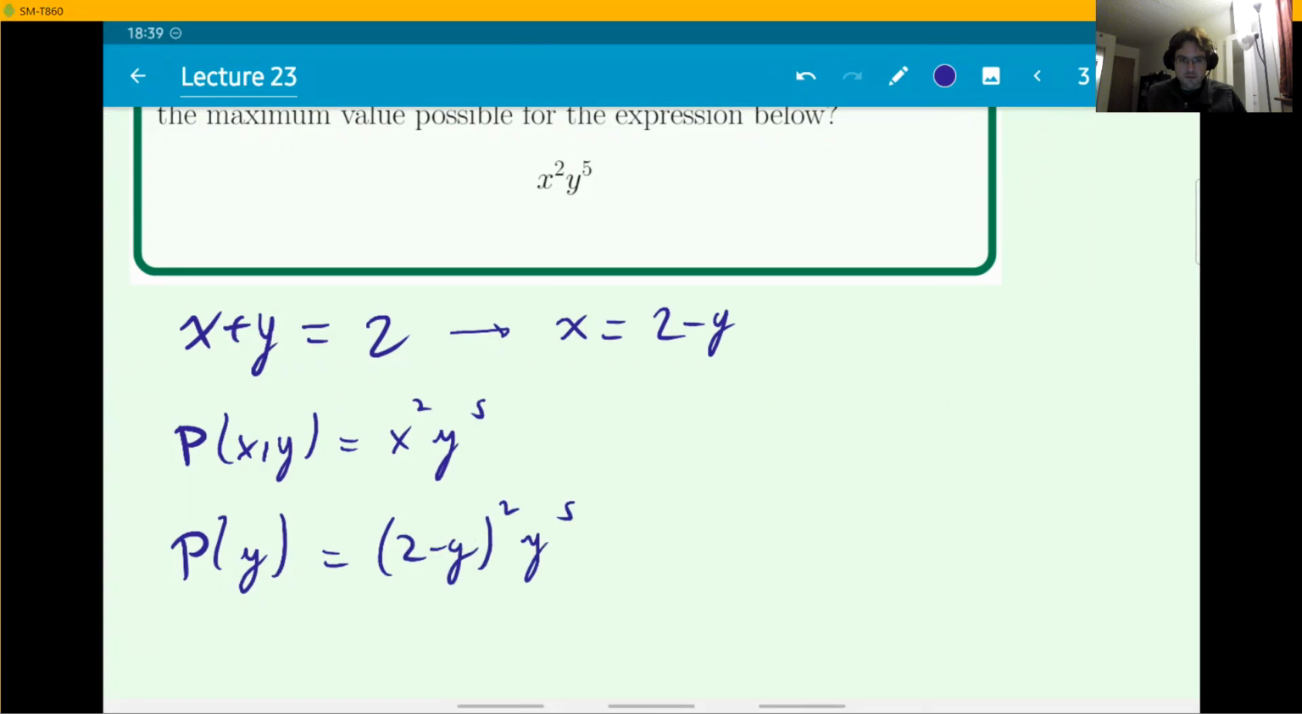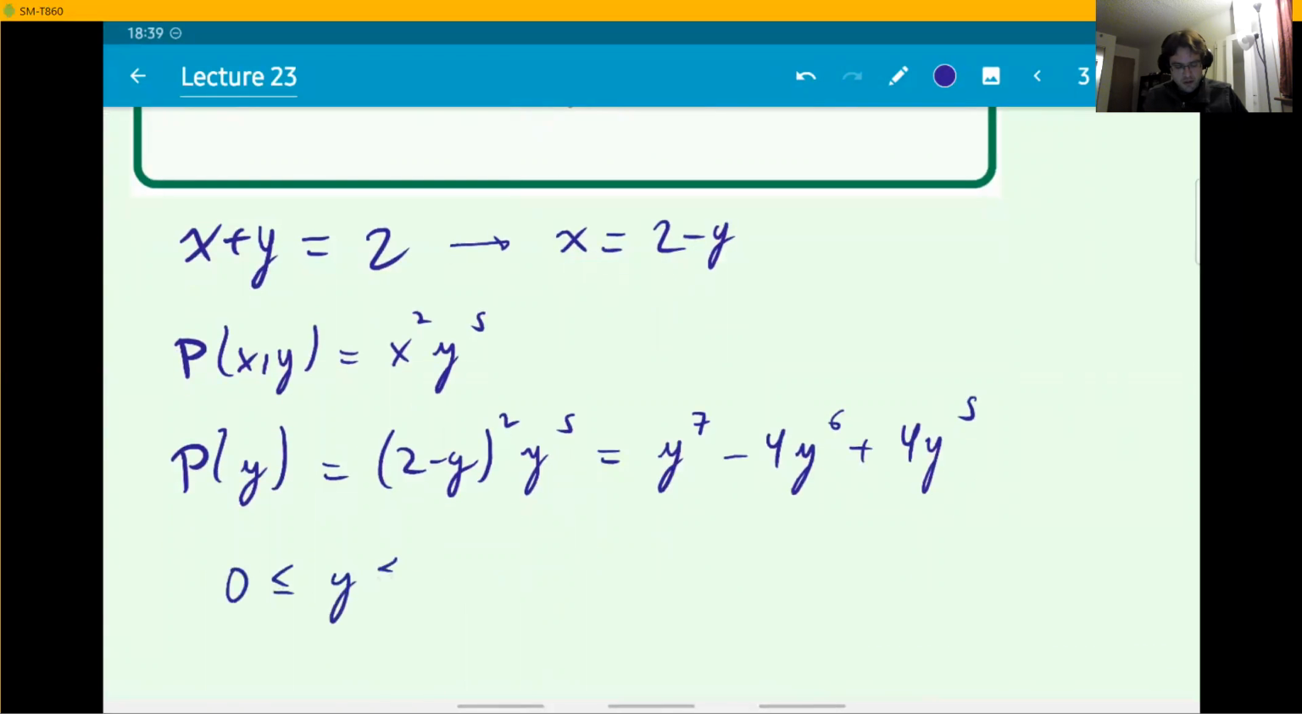Why did I solve for x instead of y? Because the expression 2 minus y is appearing here inside of the square. If I had solved for y to plug it into here, then I would have to raise 2 minus x to the 5th, which is more complicated. Of course, it's all equivalent. It's going to give you the same answer, but this one is going to be easier to compute. So what is this function? You're going to have a y squared times y to the 5th, minus 4y times y to the 5th, and then plus 4 times y to the 5th. That's the function.